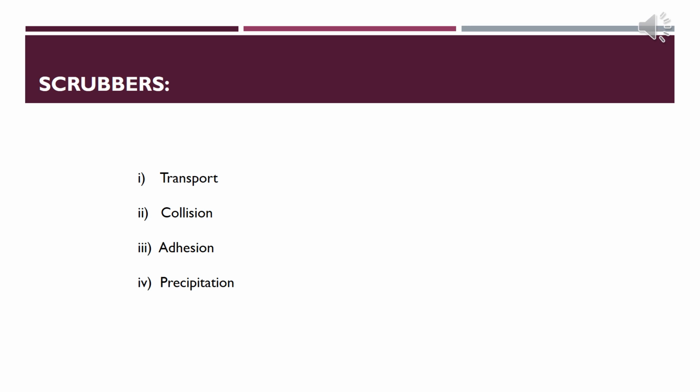The mechanism of particulate collection and removal by a scrubber can be described as a four-step process. Number 1. Transport. The particle must be transported to the vicinity of the water droplets, which are usually 10 to 1000 times larger. Number 2. Collision. The particle must collide with the droplet. Number 3. Adhesion. This is promoted by the surface tension property. Number 4. Precipitation. This involves the removal of the droplets containing the dust particles from the gas phase.